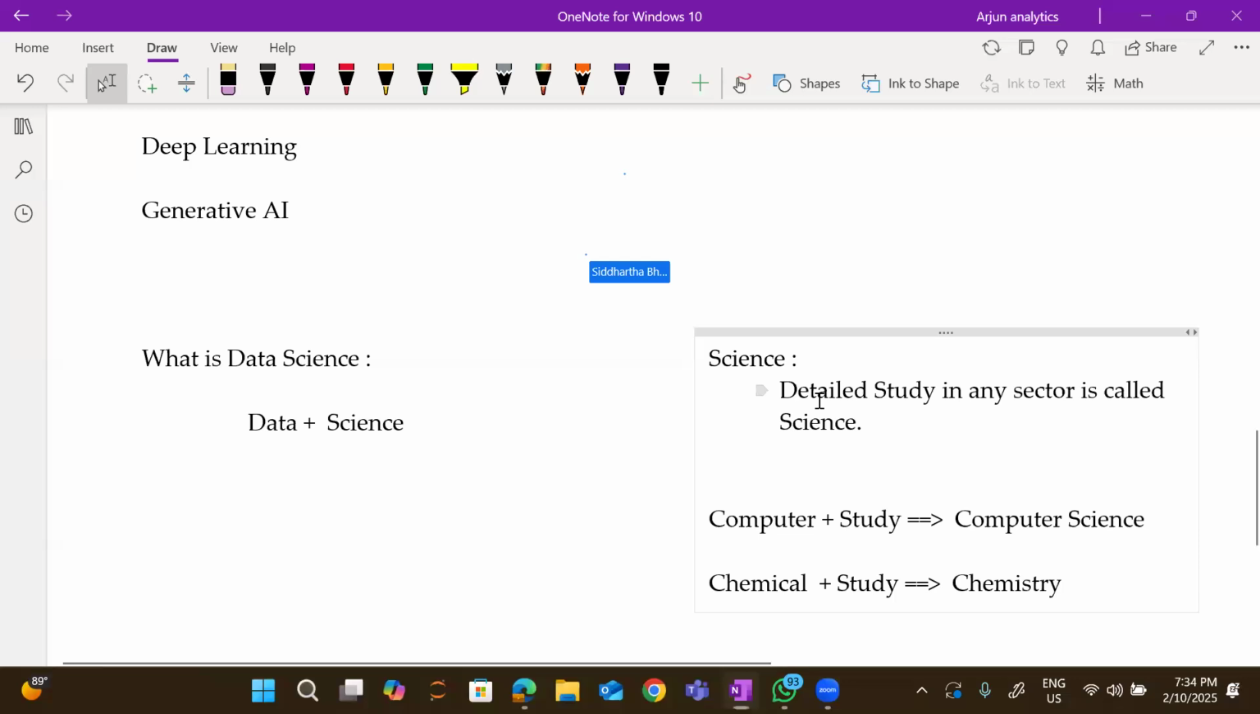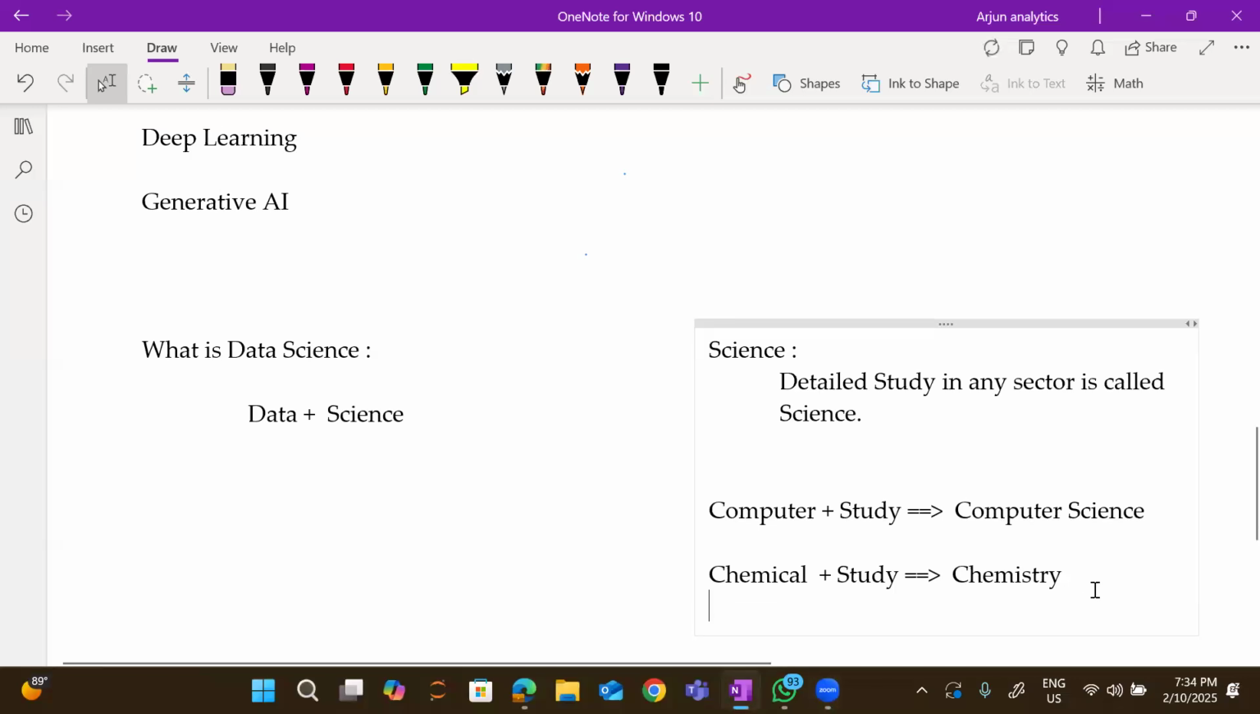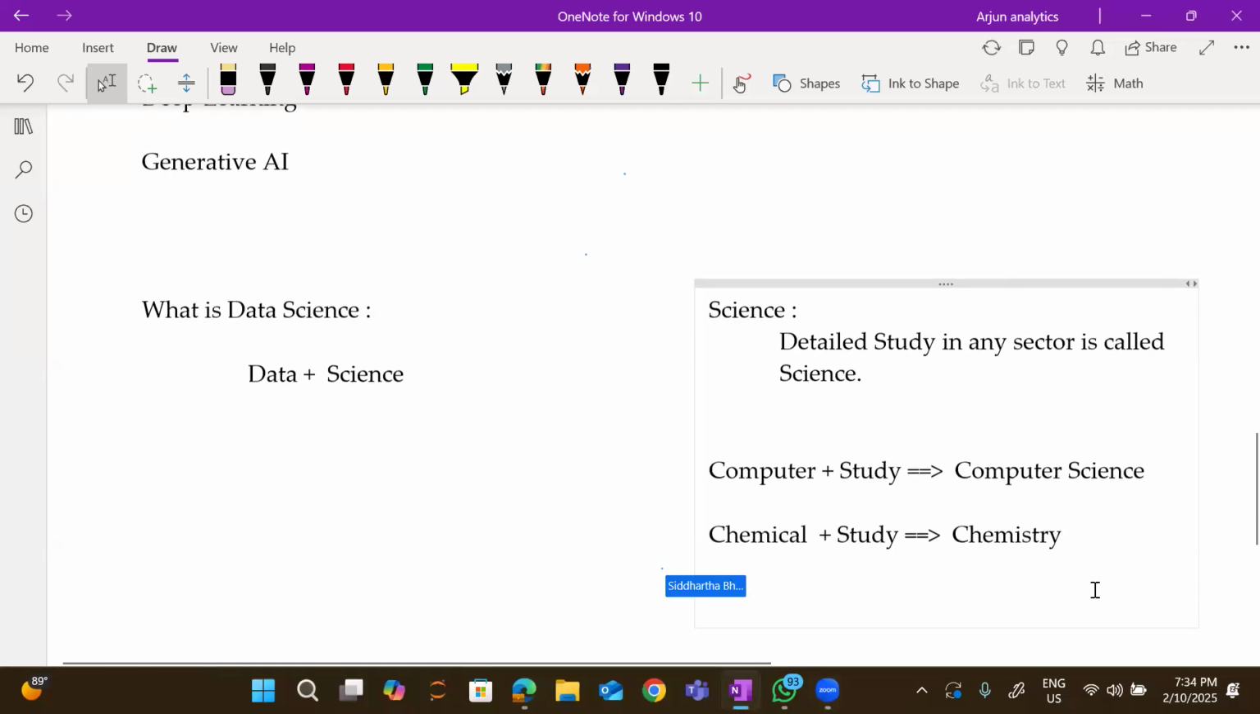Now, there will be something like space. You are doing a study on the space. We call this astronomy.